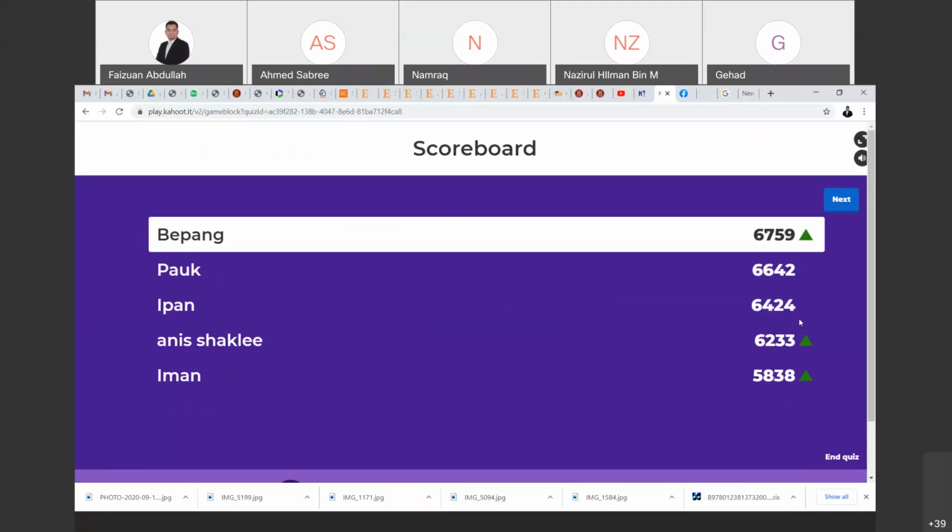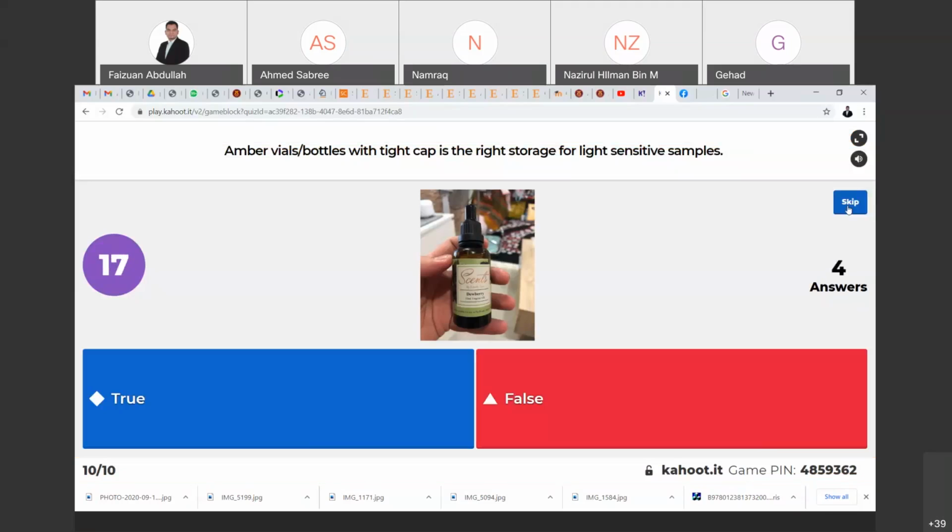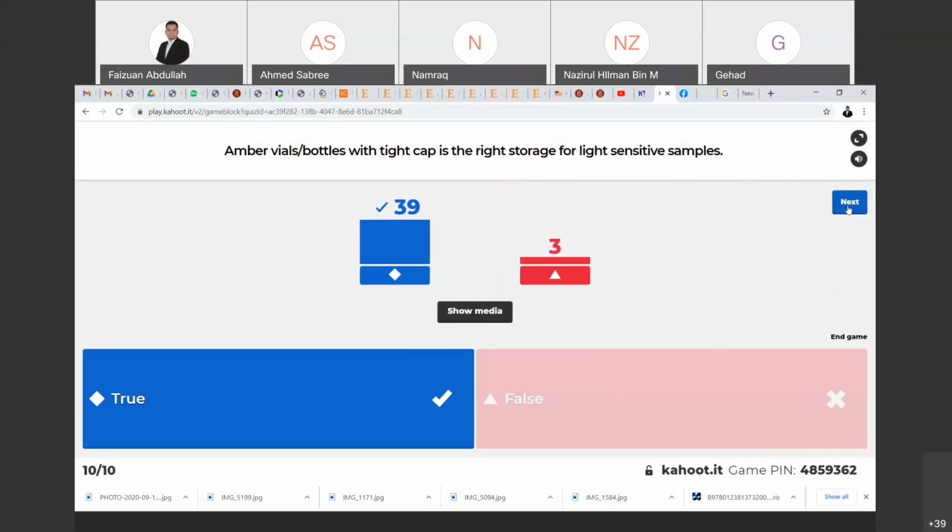Now we have to see the scoreboard first. Who's leading? Bepang, Pao, Ipan, Anish Shakli, and Iman. All right, the last question. Ready, guys? Amber vials or bottles with right storage for samples. True or false? So I cannot type the answer. All right, the answer is true.